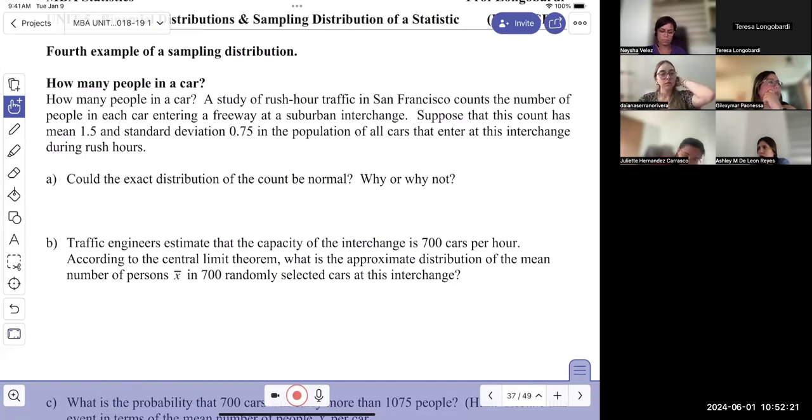This is a practical question. It's very important to know what's happening in traffic for city planners, construction, the government; they want to know how things are moving. The exact distribution of the count cannot be normal because it's a count variable. It's a discrete variable. So that's important. So the answer to that is no.